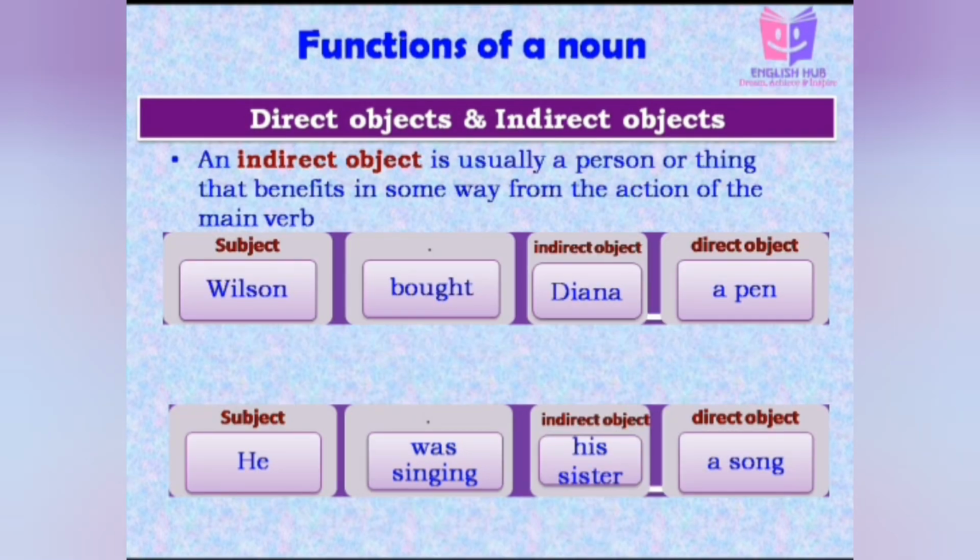An indirect object is usually a person or a thing that takes advantage in some way from the action of the main verb. Take a look at the following sentences. Wilson bought Diana a pen. Diana has received a pen, but it is a pen that has been bought. That means she did not buy a pen. A pen was bought by Wilson. So here, Diana is the indirect object. Look at the second sentence. He was singing his sister a song. His sister is listening to the song, but it is the song that is being sung by him.